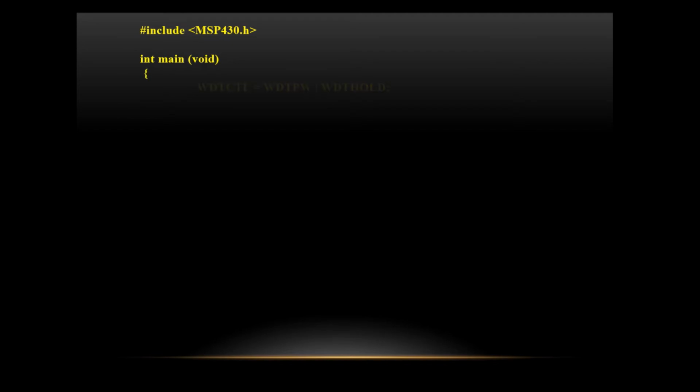In the main, we are going to describe various things. The very first thing is we have to disable the watchdog timer. Later on, we are going to connect the DC motor with MSP430 at pins 6 and 7. So we have to set P2.6 and P2.7 as the output pins. So we have to execute the command P2DIR = P2DIR | BIT6 | BIT7.